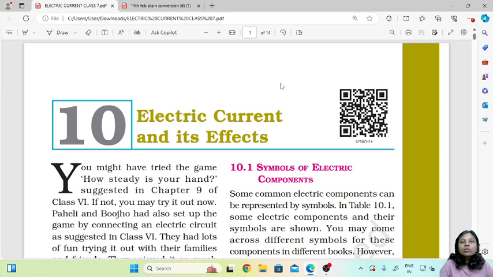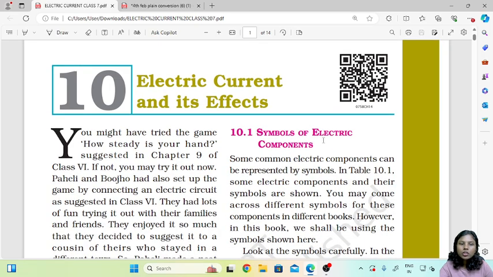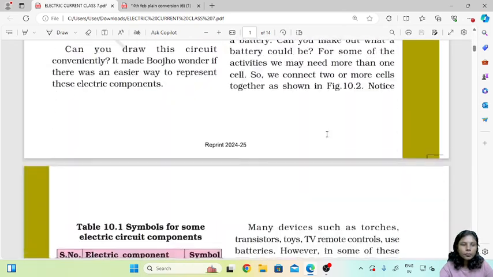Then we'll see how the connections are made, then what the effects of this electric current are and how the electric current basically passes. Now to begin with the most simple part, we will see the symbols of electric components.